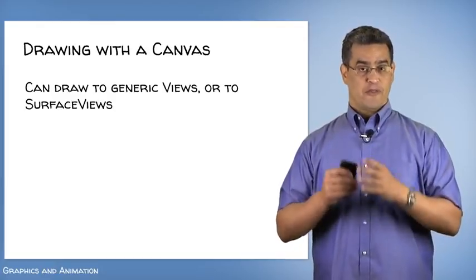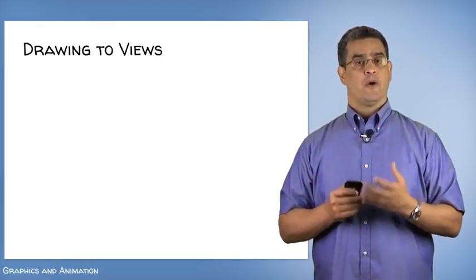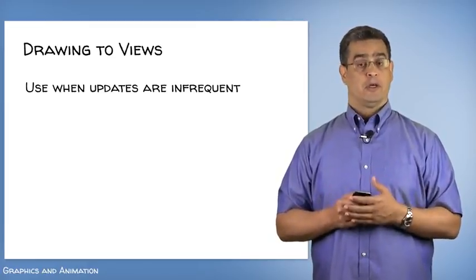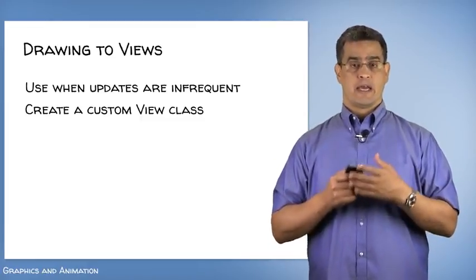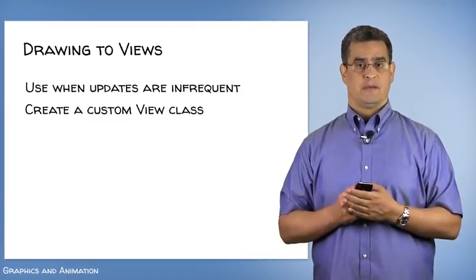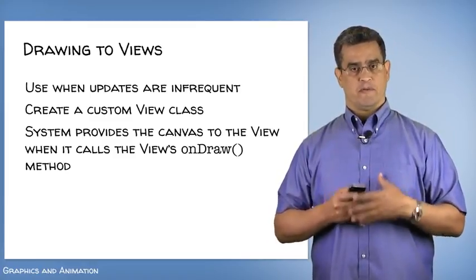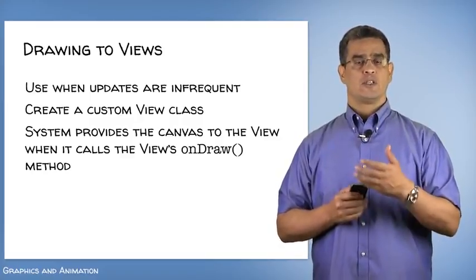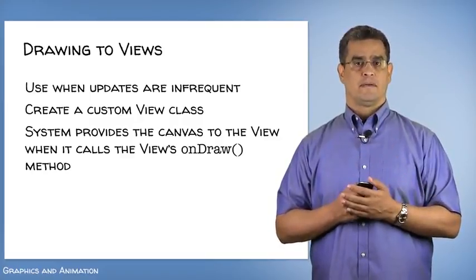Usually, you'll draw through a generic view when your updates are less frequent. And if you take this approach, your application should create a custom view subclass, and then the system will provide the canvas to your view through a call to its onDraw method.